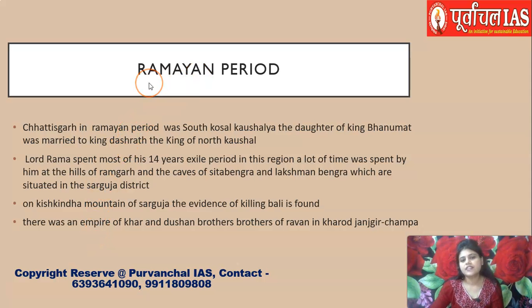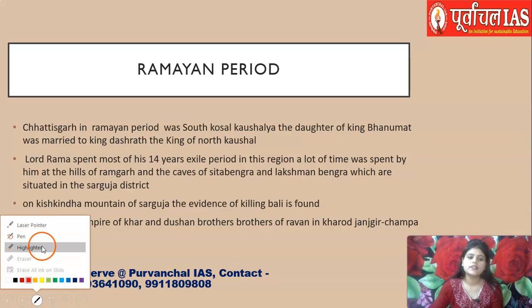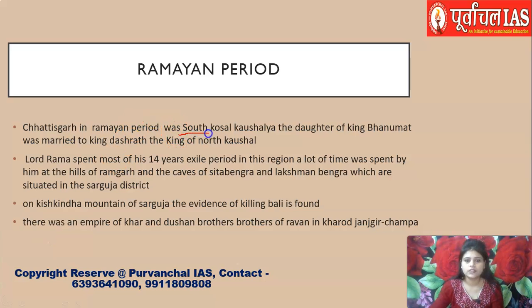After the later Vedic period, we get to see the Ramayana period. Please remember that during the Ramayana period, Chhattisgarh was known as South Kausal. The name with which Chhattisgarh was known is South Kausal. And there is one thing you need to remember. During this Ramayana period, there was a king in South Kausal named Bhanumat, and Bhanumat had a daughter, Kaushalya. I am pretty sure you are aware that Kaushalya was married to Raja Dasharath, and Kaushalya is the mother of Lord Rama. So when this princess of South Kausal got married to the king of North Kausal, Dasharath, this area automatically became North and South Kausal.